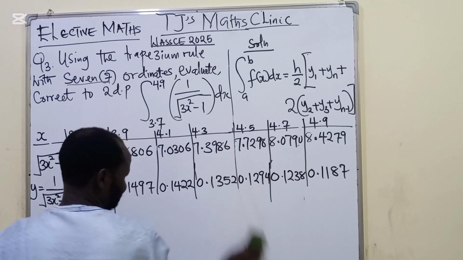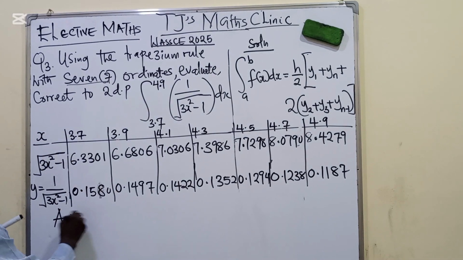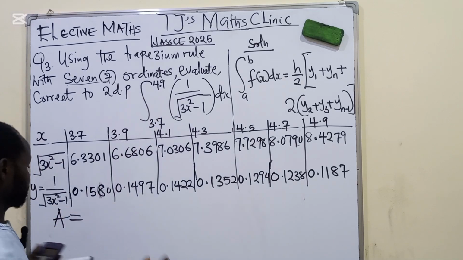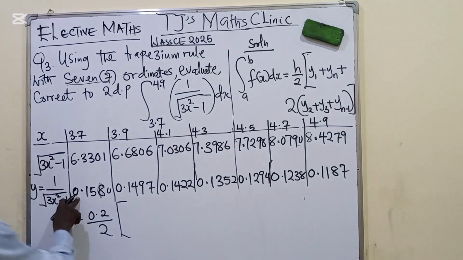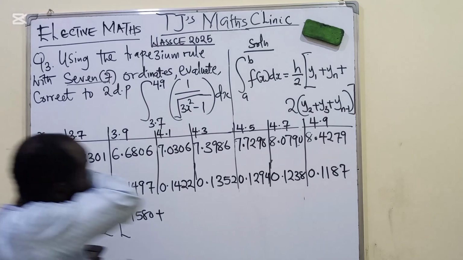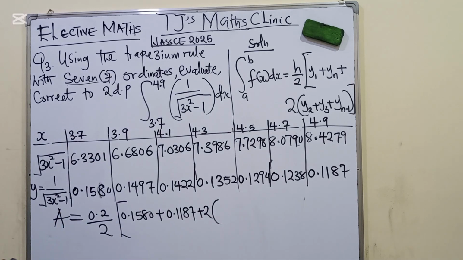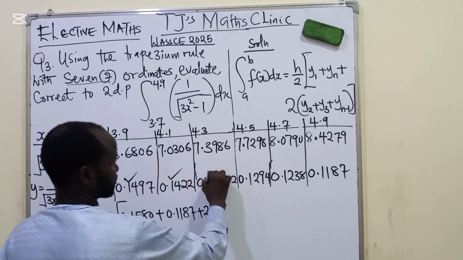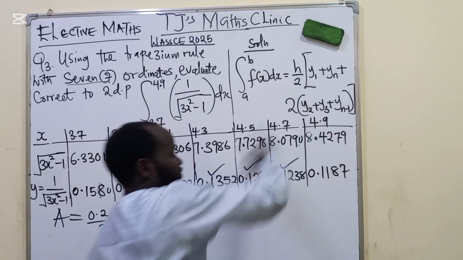So the next thing is just for us to apply our formula. Let me use the down part, which is this formula. Now the area A is nothing but our h is 0.2. So it will be 0.2 divided by 2, the square bracket now. y1, the first ordinate, is 0.1580, plus the last ordinate, which is 0.1187, plus 2 into the summation of the other ordinates, y2, y3 and so on up to the number of y that we have.